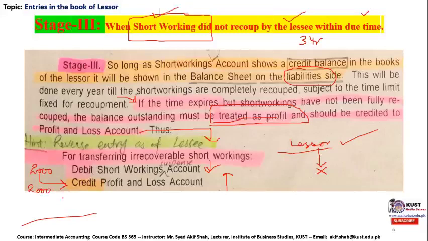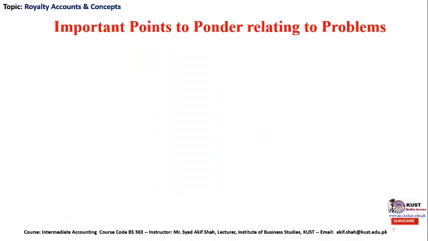So this was the third condition, what happens to the short working suspense account when the lessee is unable to recover within the due time period. Let's finalize the discussion regarding this lessee and lessor books of account.